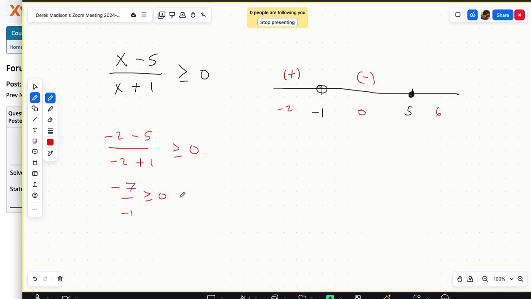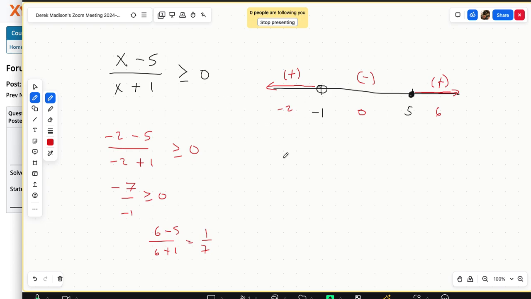If I plug in 6, I would get 6 minus 5 over 6 plus 1. And you don't really care what the number is. Once you can see that it's a positive number, this one happens to be 1/7, that's a positive number. You care about the positive and negative, not actually the number. So you don't have to really do the calculation, you just have to figure out what the sign's going to be. So now we have greater than or equal to 0, so I want all the positive regions. So I want here, I don't want in there, and I do want over here.